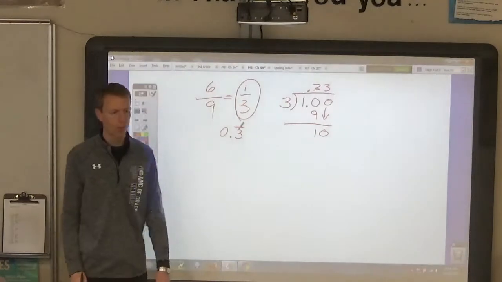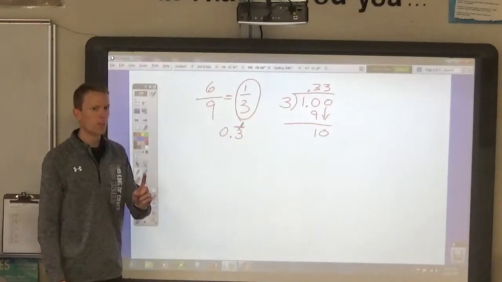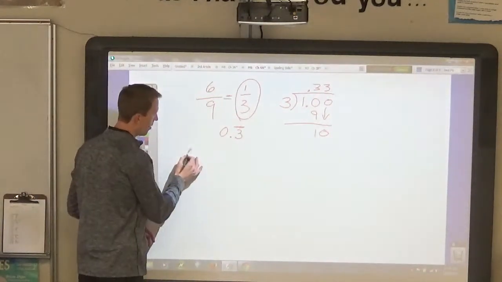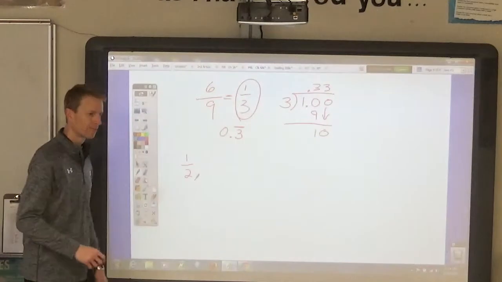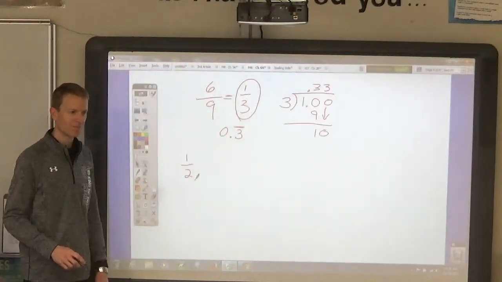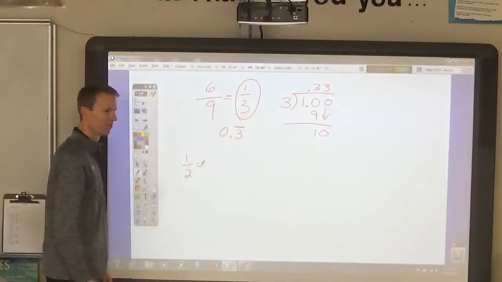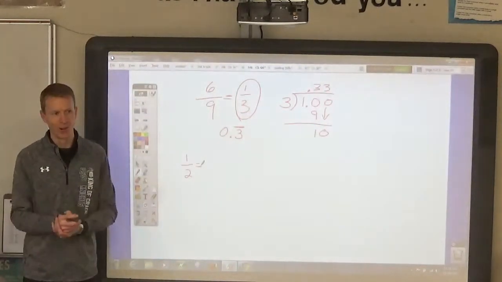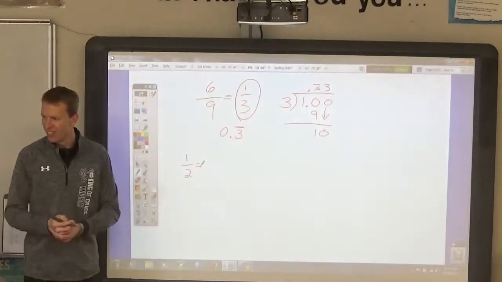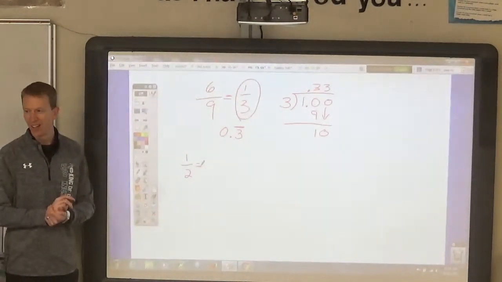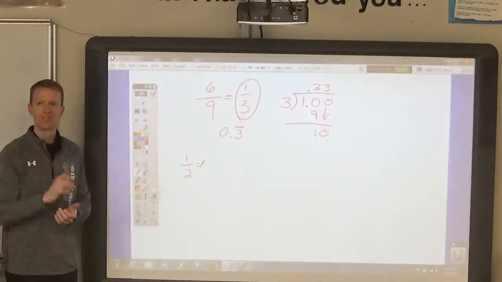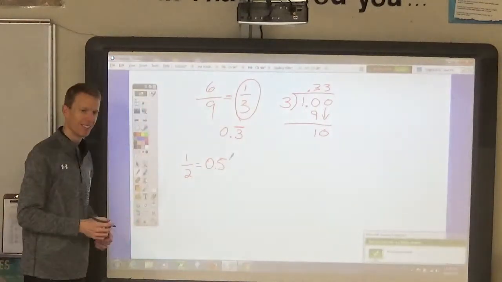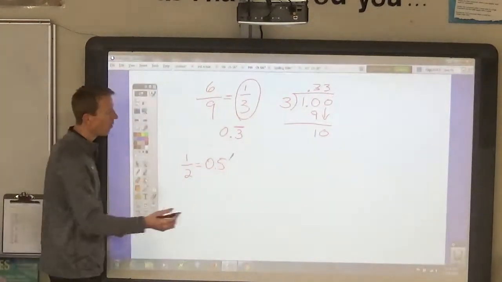Yeah. Over the 3. Now, let's see if there's some decimals that you recognize, or some fractions that you recognize. How about this one? What's this as a decimal? Oh, come on, people. 1/2? No. 5/10. 0.5. Right?